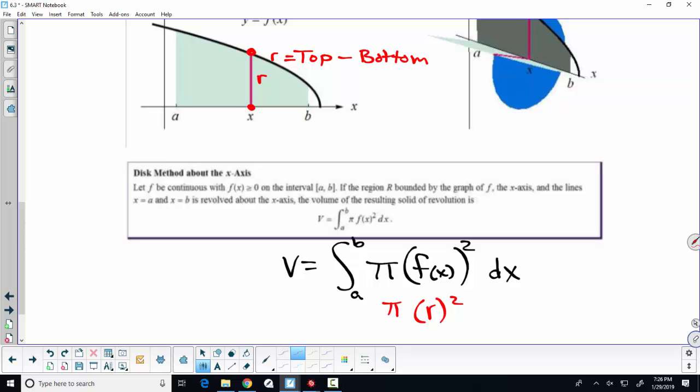All right, I do want to denote here that with the disk method, the area, rather, the cross sections are circles. Let me say that. When a problem says find the volume using the disk method, this is what you're going to use all the time.